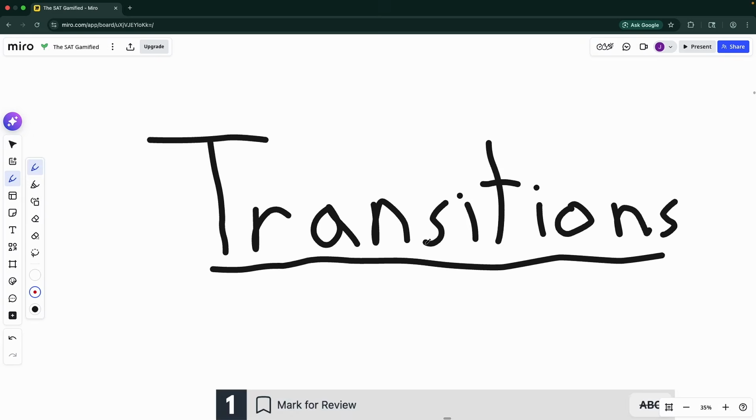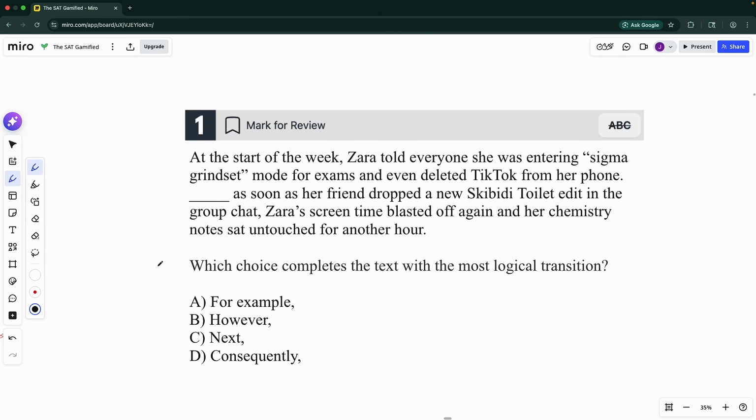Transitions. You see situations where you have 2 sentences on the SAT and you have to find the perfect word or phrase to go between them. Here's how you should approach these questions. First, read the question. Which choice completes the text with the most logical transition? Second, read the passage in the same way that I showed you how to read it for the vocab questions.